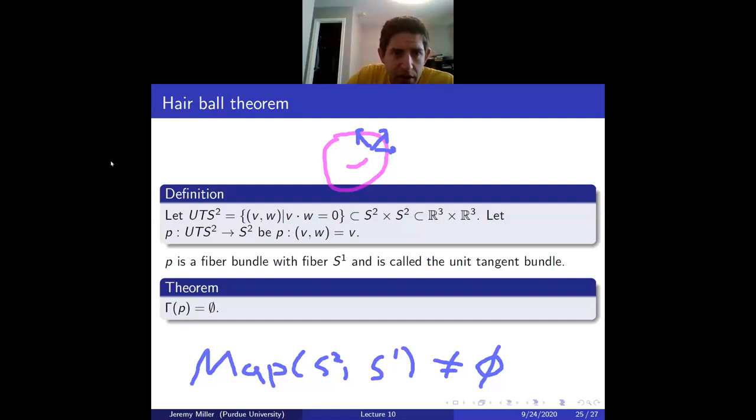This is just a digression to at least relate this to something you may or may not have seen. Did Ralph cover the Hairy Ball theorem? Not that I recall. No. Okay. It's in Hatcher, but Ralph uses Munkres. I don't know if it's in Munkres.